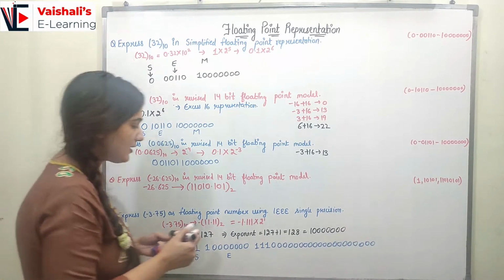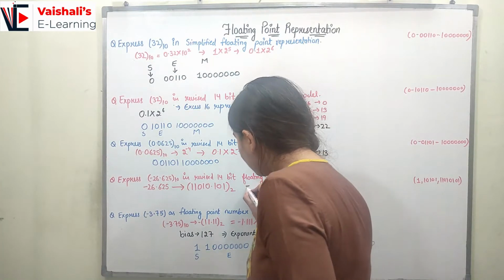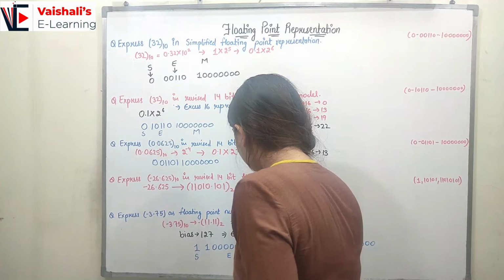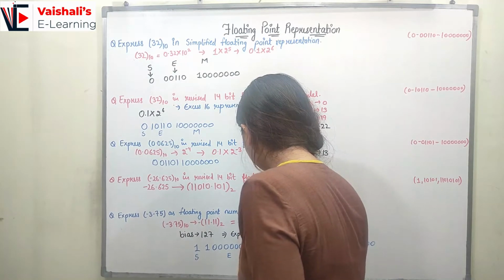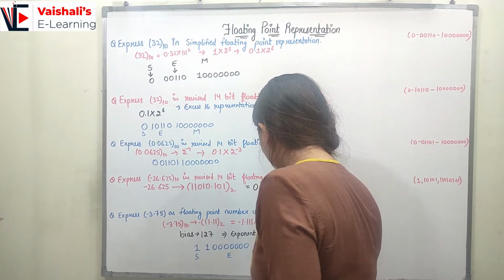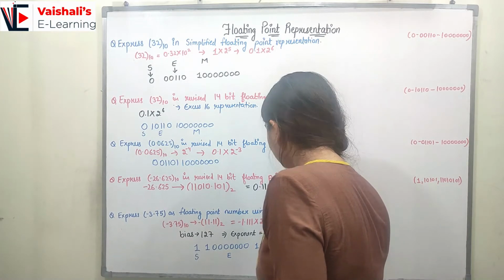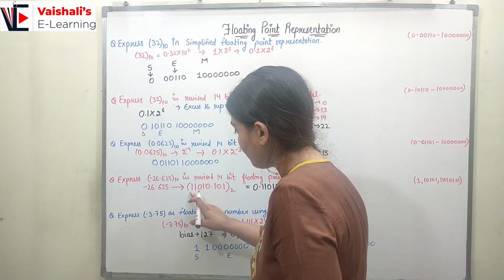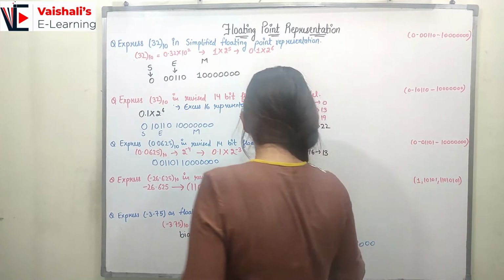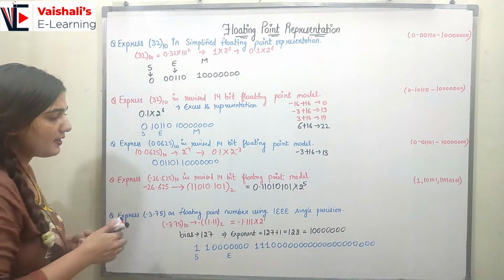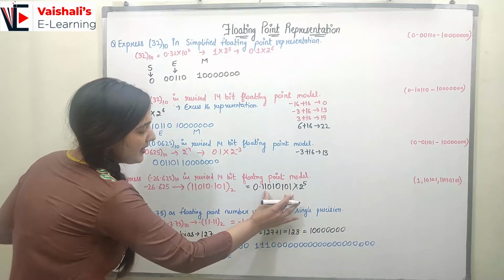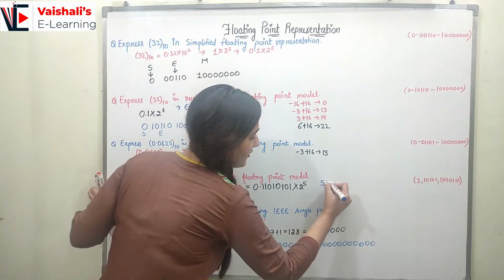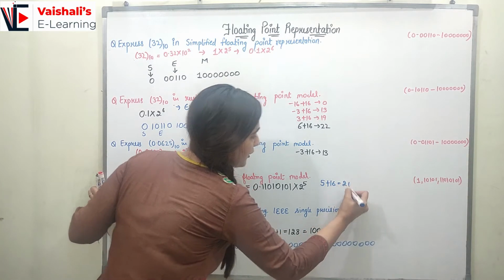Now how am I going to represent it? I am going to represent it as 0.11010101 into 2 raised to power, here what number of bits I have? 1, 2, 3, 4, 5. So 2 raised to power 5 I have, right? So now here we have the given Mantissa, we have the power. So 2 raised to power 5 is the power. So 5 plus 16 is 21.